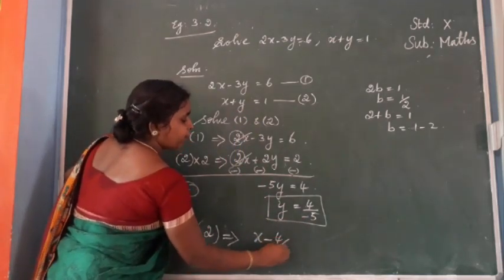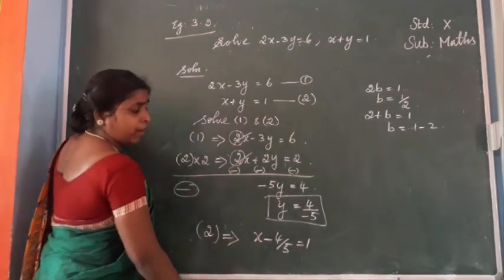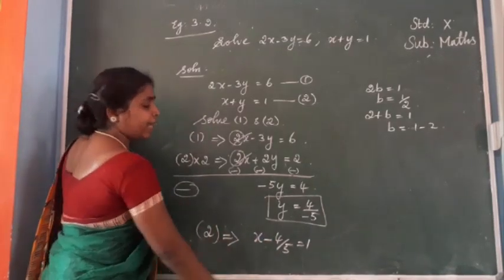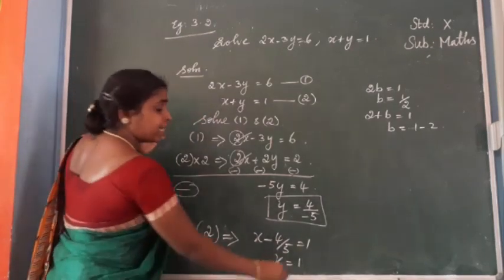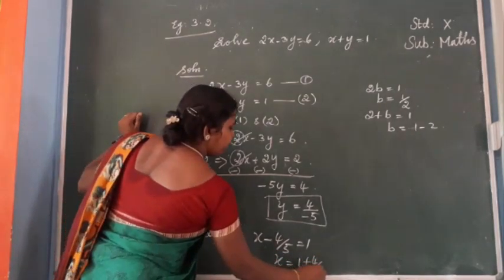So minus 4 by 5 equal to 1. Now you take the minus 4 by 5 to the right hand side. So x equal to 1 minus 4 by 5. If you are taking it to the right hand side, it means plus 4 by 5.